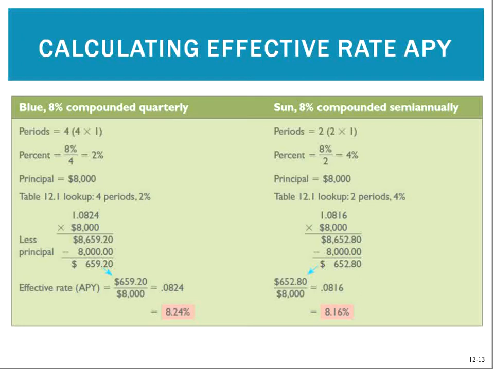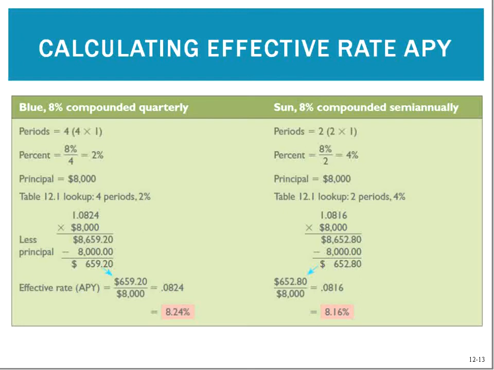We say our interest divided by our principal, so 652.8 divided by 8,000, and we get 0.0816. That is the decimal; we want to convert it to percent. So we convert it by moving the decimal point 2 places to the right, so it becomes 8.16%. Okay? Same principal of 8,000, same nominal interest rate of 8%, and different periods, and it can show you the difference in the effective interest rate.